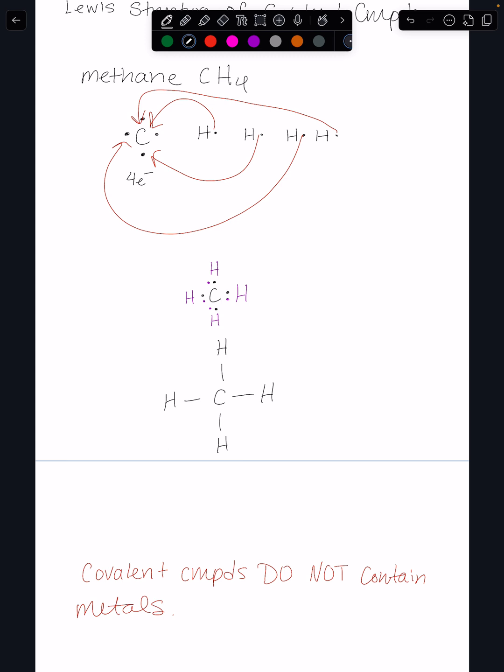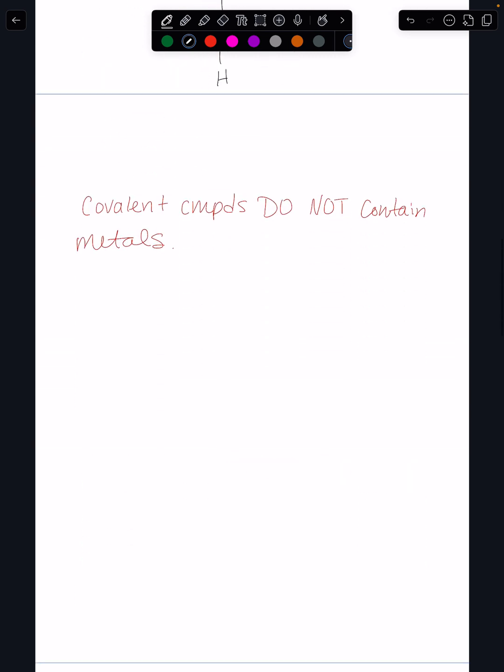Okay. So keep in mind, covalent compounds do not contain metals. So if you see a metal in the compound, that should automatically disqualify it from being a covalent compound.